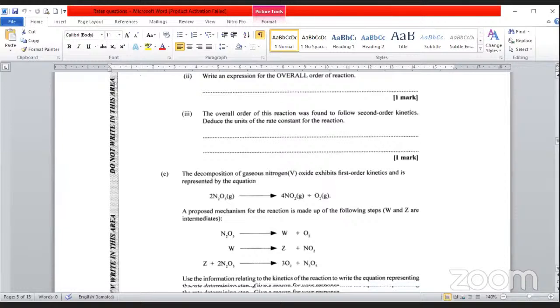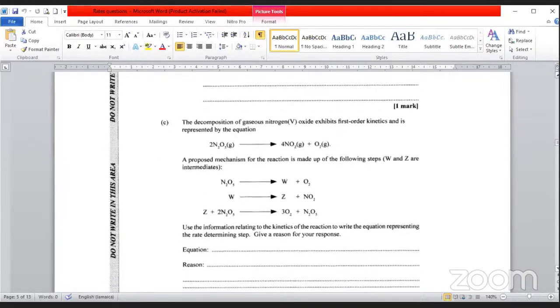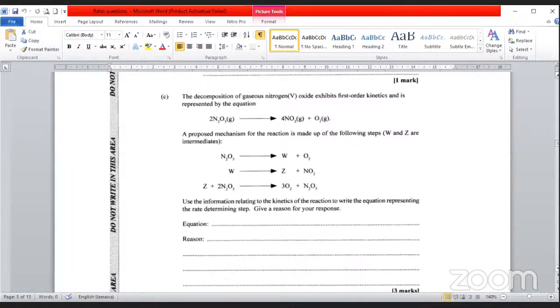We did not get a chance to look at reaction mechanism in the PowerPoint, but we're going to do this question. The decomposition of gaseous nitrogen 5 oxide exhibits first order kinetics and is represented by the equation, and they give the equation. A proposed mechanism for the reaction is made up of the following steps. W and Z are intermediates. Use the information relating to the kinetics of the reaction to write the equation representing the rate determining step, giving a reason for your response.